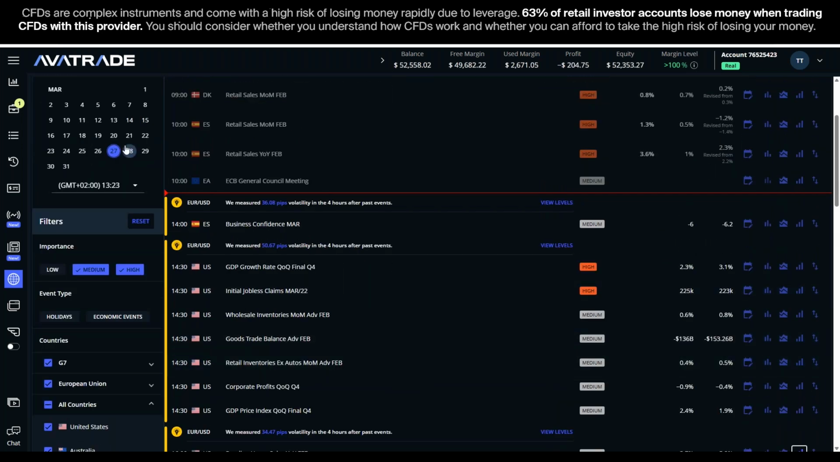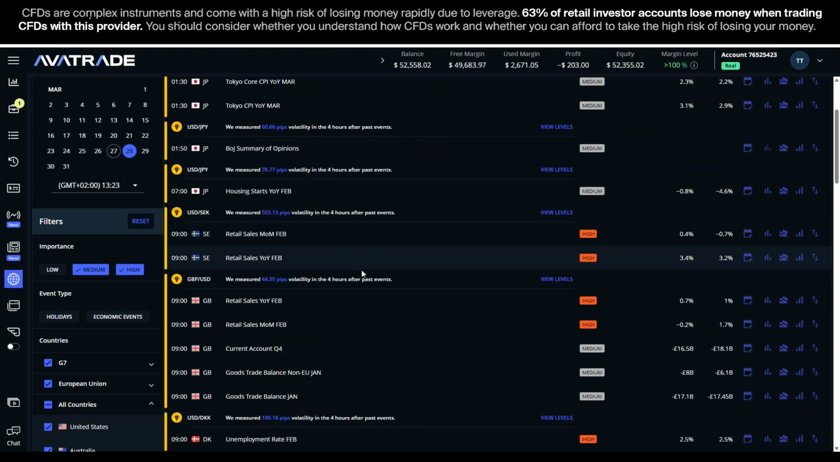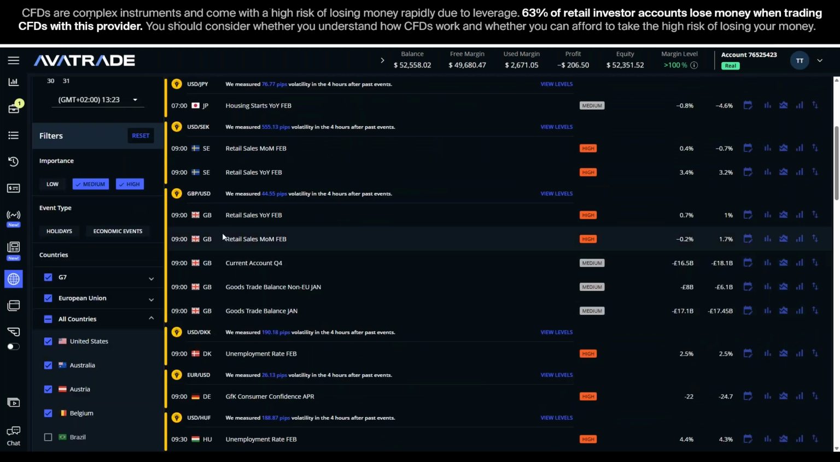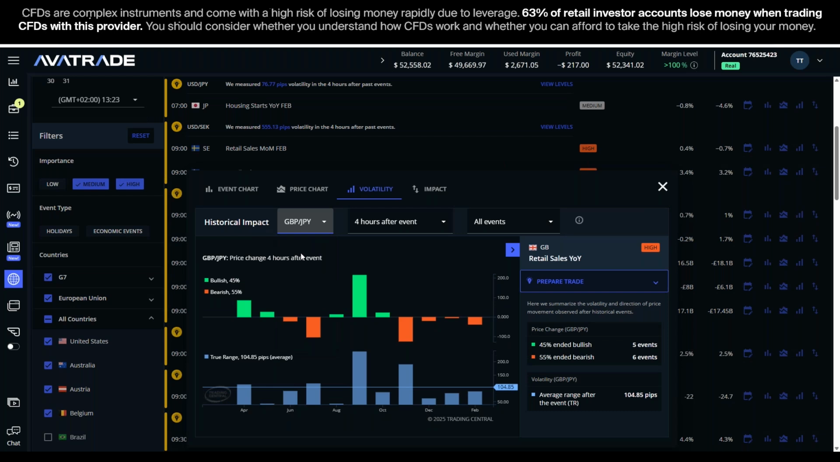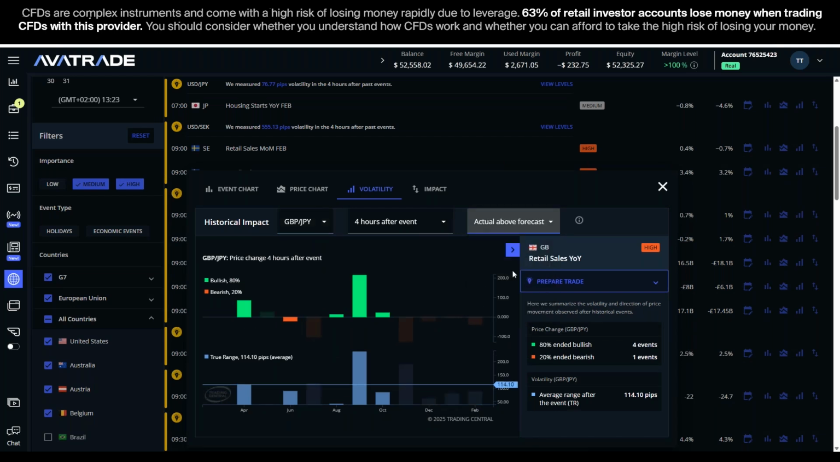Okay. Now, we can go to tomorrow, and there are announcements out of Great Britain. Retail sales tend to move things well. We could look at GBP USD. I think GBP JPY tends to get maybe a little bit larger movement. If we look at above forecast, wow, look at that, 80%. If the retail sales are higher than expected, stronger than expected, the pound strengthens against the yen 80% of the time in the past. Okay, with an average range movement of 114 pips.